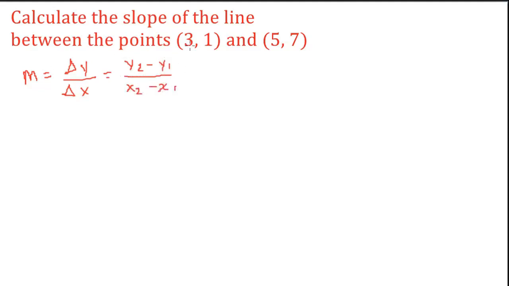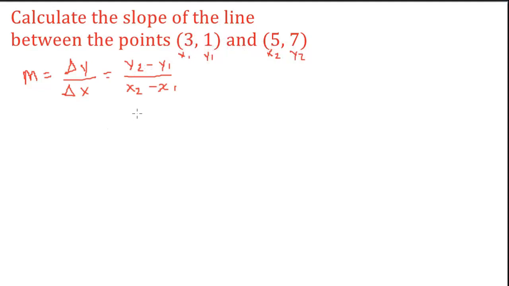Something I should say is that if you're going to consider this point your x1, then this has to also be your y1. And if this is your x2, then this has to be your y2. You can't switch it up. Like you can't have this be x1 and this be y2. So if you're going to make this be x1, make sure this is y1. If you're going to make this x2, make sure this is y2.